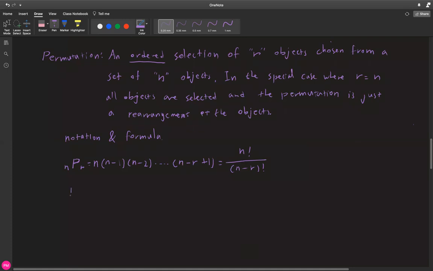Here, this exclamation mark is called factorial. It means that N factorial is simply N multiplied by N minus 1 multiplied by N minus 2, all the way down to multiplied by 2 multiplied by 1. And that's what the factorial is. And we read this N factorial.